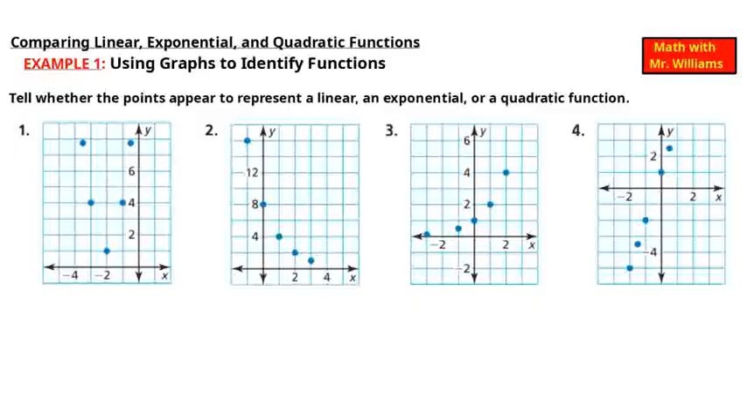We have a series of dots. Let's go ahead and connect those dots to see what it looks like. All right, it looks like a U shape, so we're going to go ahead and call this one a quadratic function. All right, on to number 2.